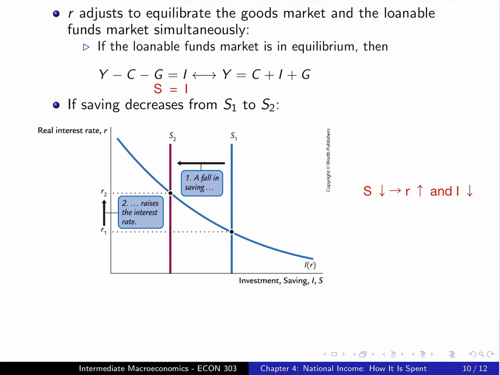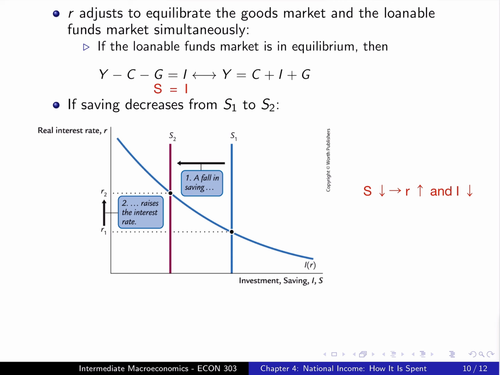Let's explore how the real interest rate R adjusts to bring equilibrium to both the goods market and the loanable funds market. Recall, in equilibrium, total output is allocated across consumption, investment, and government purchases. Y equals C plus I plus G. Then Y minus C minus G equals I. This tells us that national saving S, equal to Y minus C minus G, must equal investment I. Therefore, the real interest rate R adjusts to ensure this identity holds.